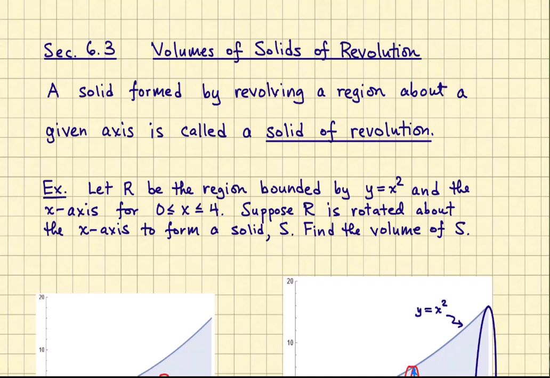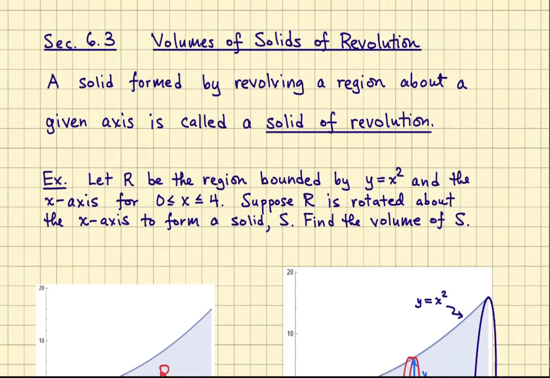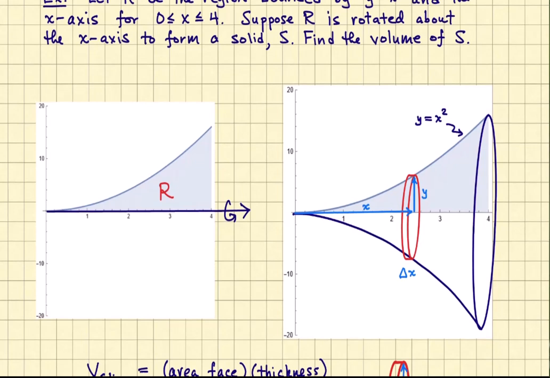So for example, let R be the region bounded by y equals x squared and the x-axis for x between 0 and 4. Suppose R is rotated about the x-axis to form a solid which we'll call S. Find the volume of the solid S. First, let's get our bearings by looking at a picture. So here is the region. It's the region bounded by y equals x squared, the x-axis, for x values between 0 and 4.